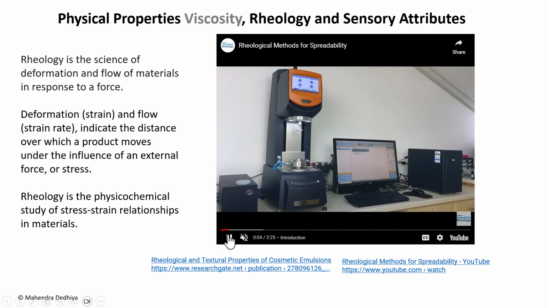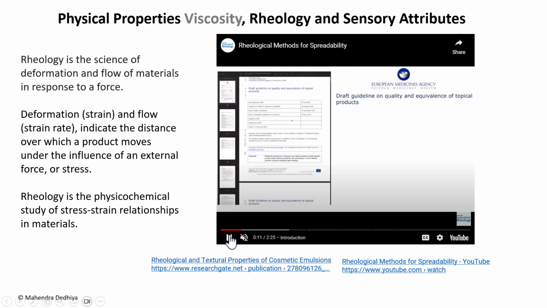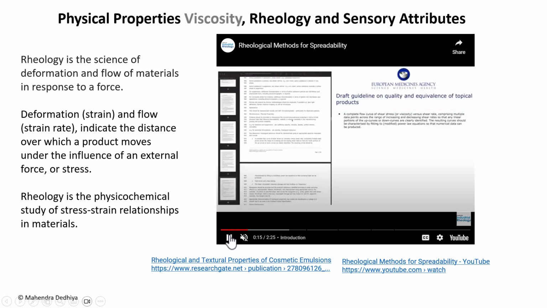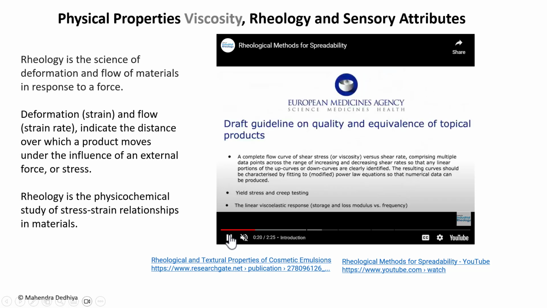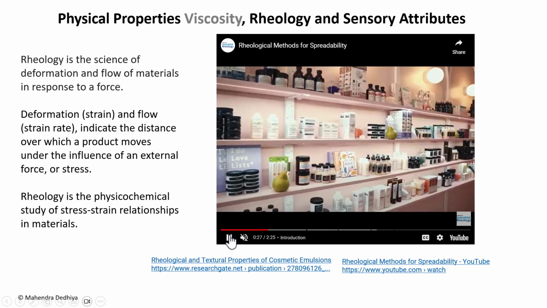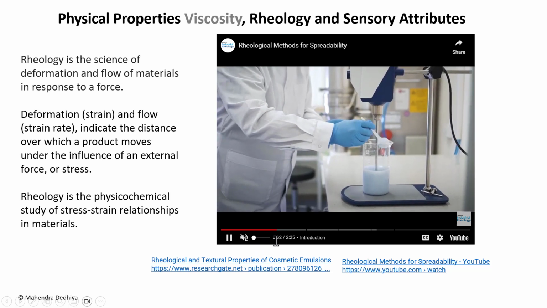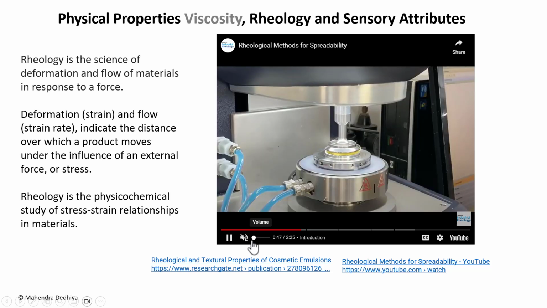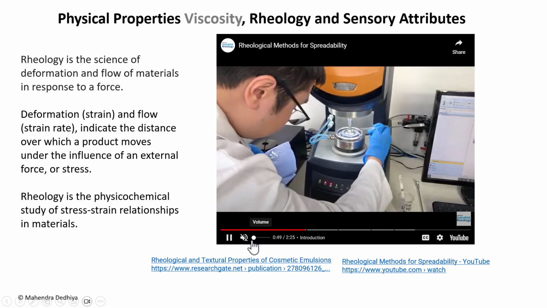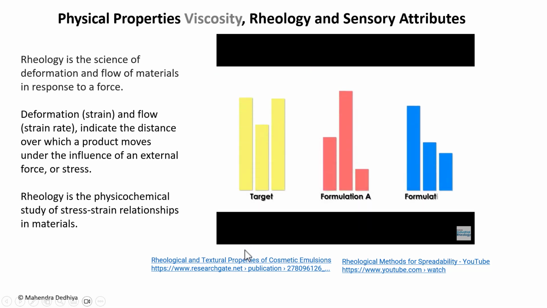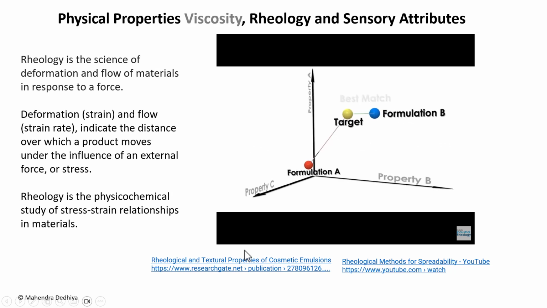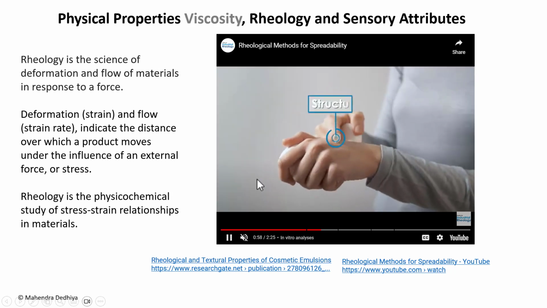One of the key quality attributes is spreading. And there are many ways to measure it. It is in draft guidance for EMA submissions. Yield stress is required. A complete flow curve of viscosity versus shear rate is required for many medicinal agents. We can use a texture analyzer to measure the force and formulate it, and look at which is the best match.